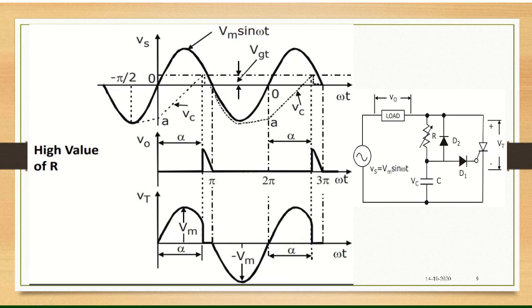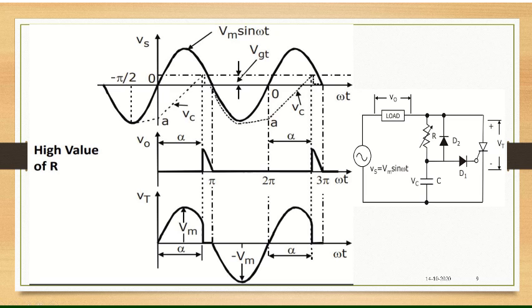All right. So once the SCR is turned on, the voltage across the load will be following the input. Say at this point the SCR is triggered. From then the output will follow the input. That is, the average output voltage that you can measure across the load will be the same as the input.